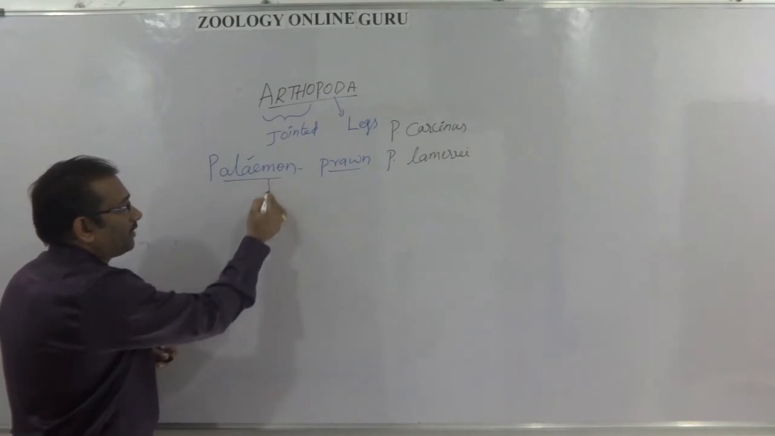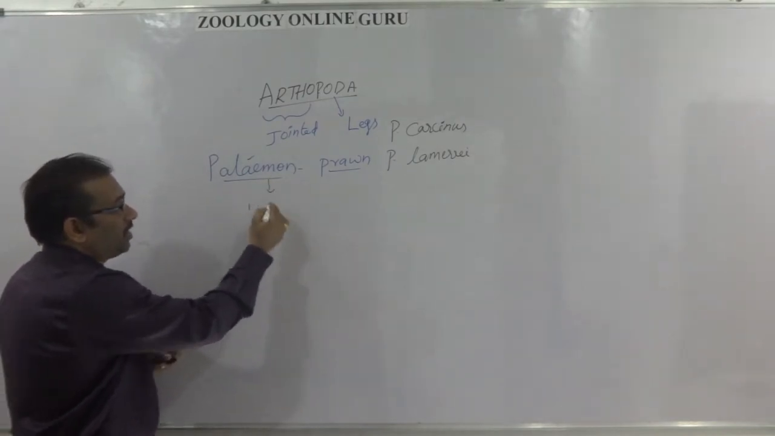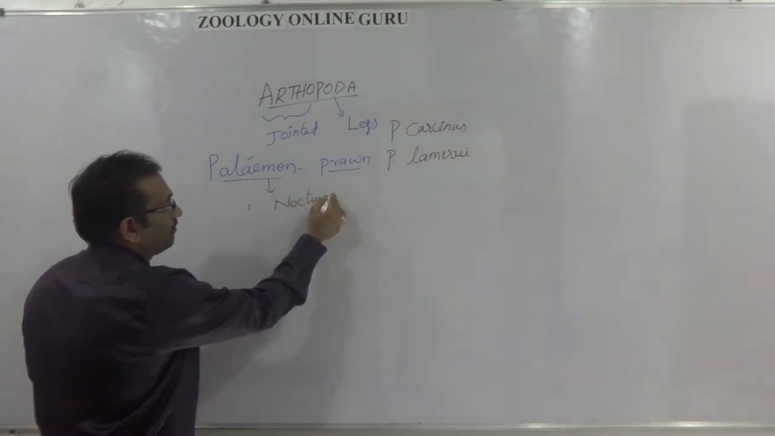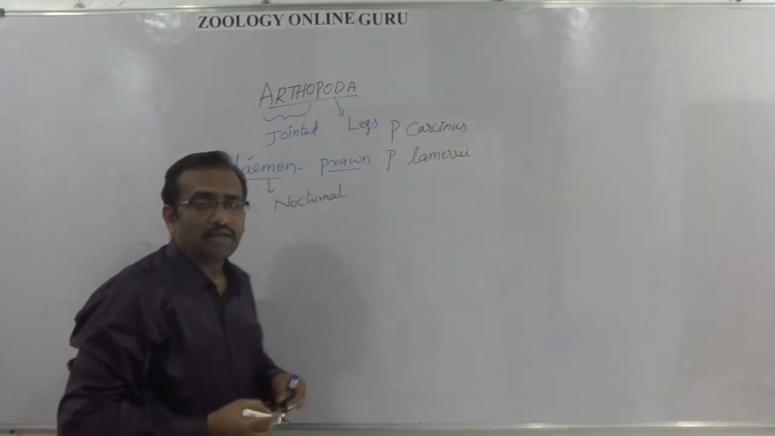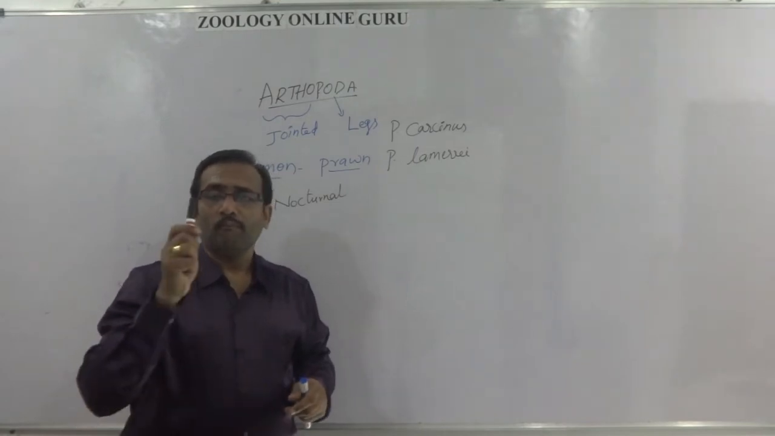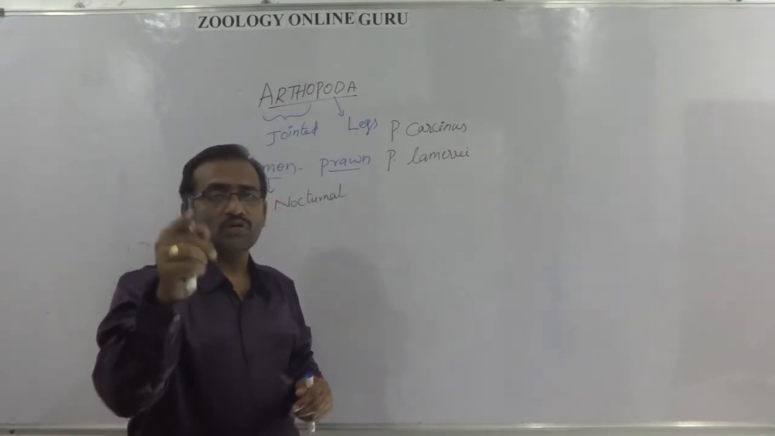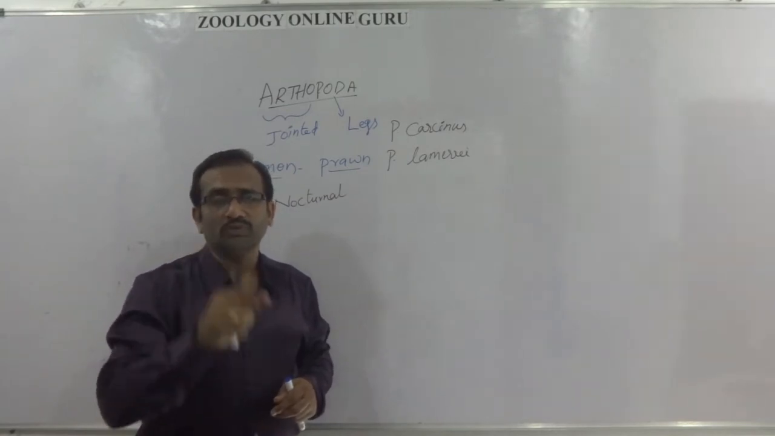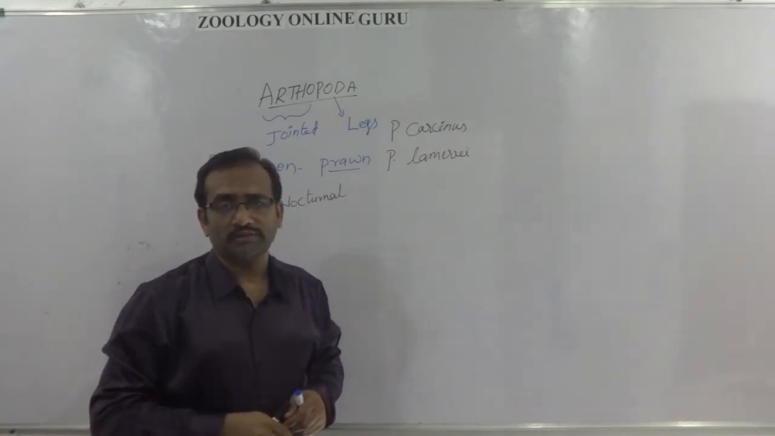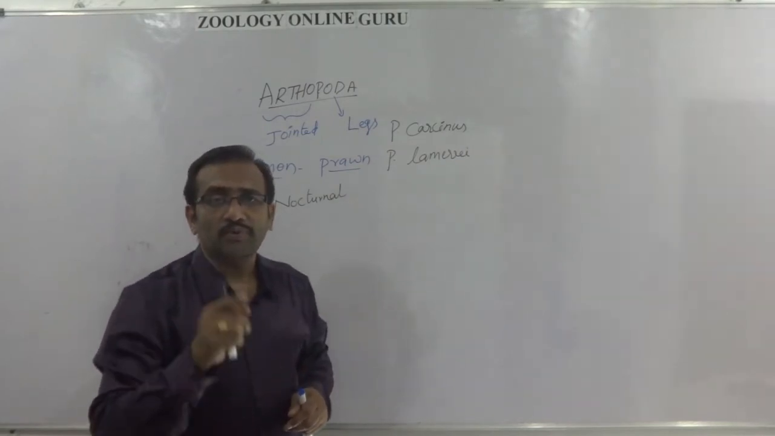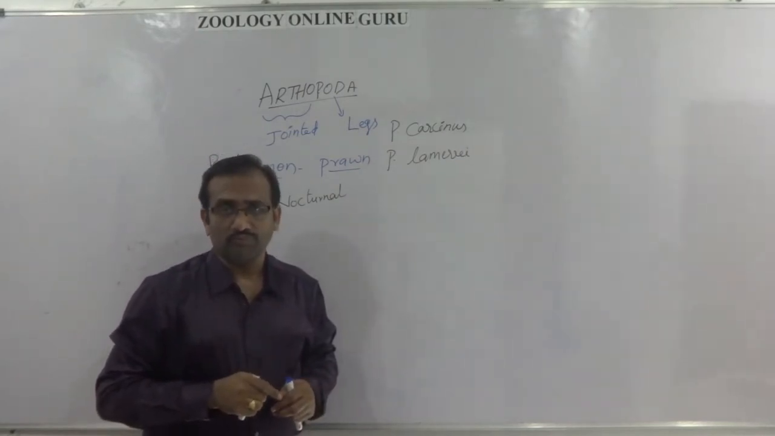Palaemon or prawn is a nocturnal animal. So this is the point-wise material. Each and every point is important, so note down the points in your notebook. Every point is important, and these points have already been asked in previous question papers also.